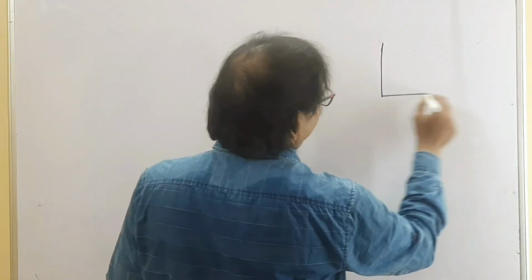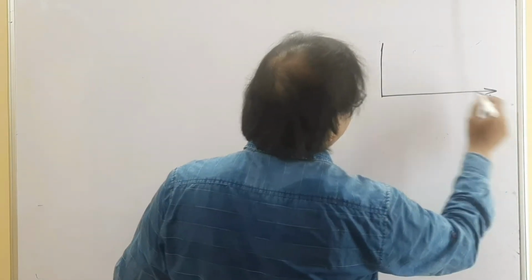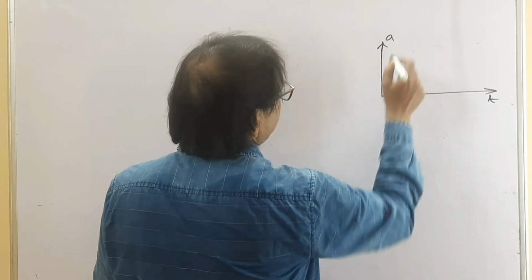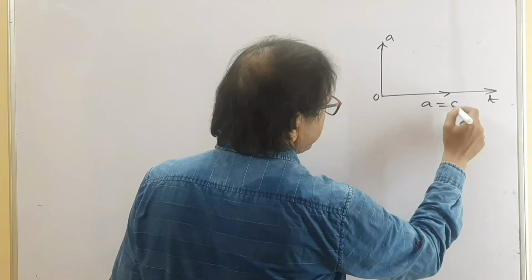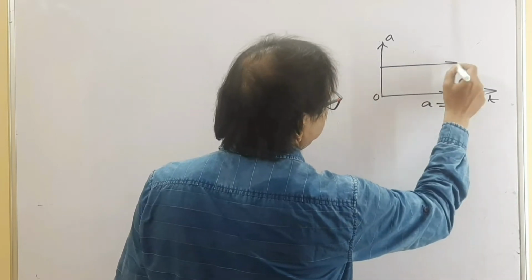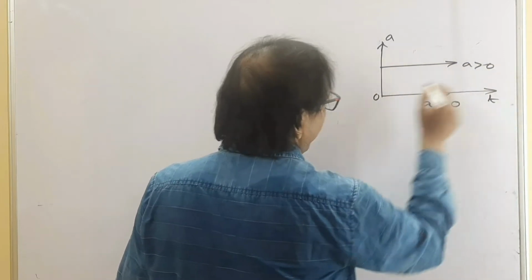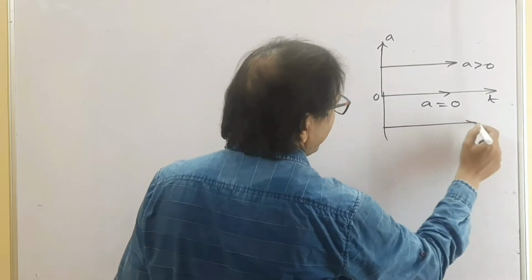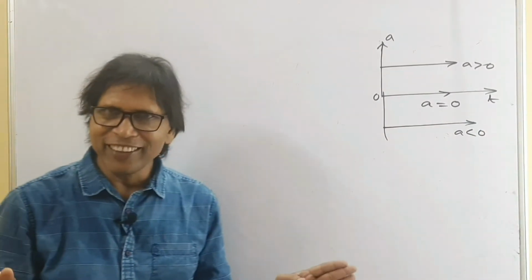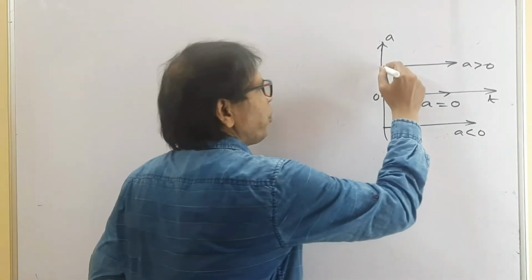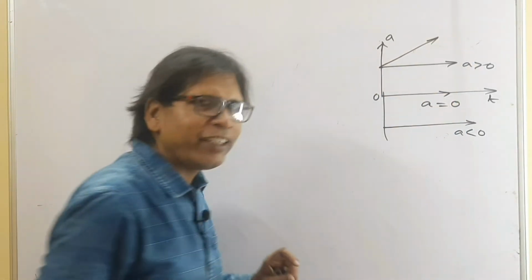Now the acceleration-time graph. Look at this, this is the time t, this is the acceleration. Look at this, this is the origin. Now this is the zero acceleration, this represents positive acceleration and this represents negative acceleration. Okay, understood? And this represents increasing acceleration.